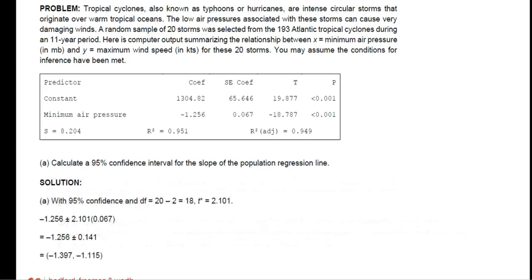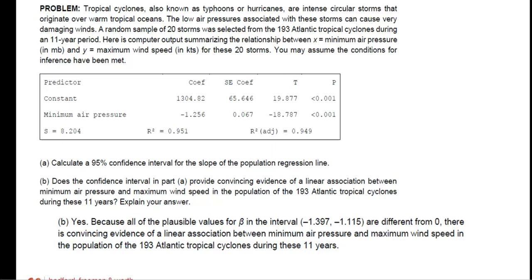There's no zero in the interval there, as it's a negative slope. Does the interval provide convincing evidence of a linear association between the variables? Yes. Because all those values are different than 0, there's convincing evidence of a linear association between the two variables.